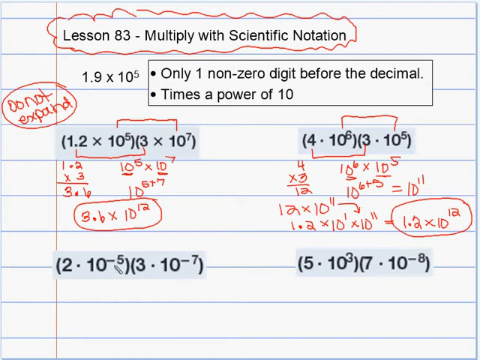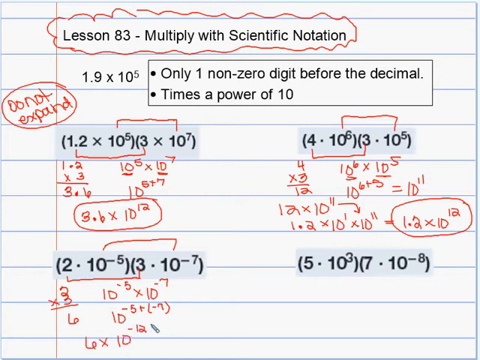The problems below, I have 2 negative numbers and I have 1 positive and 1 negative. So again, you multiply 3 times 2, and that gives us 6. And we're going to multiply the powers of 10, 10 to the negative 5th times 10 to the negative 7th. So 10 to the negative 5th plus negative 7. So we have 6 times 10 to the negative 5 plus negative 7, which is negative 12.